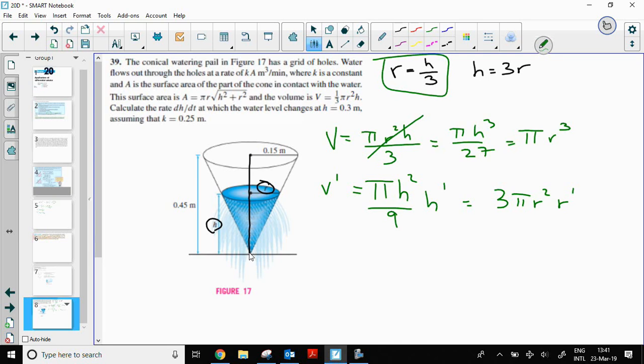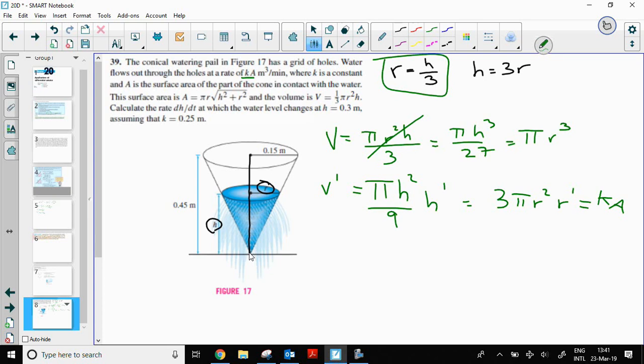Now, what do we do now? We go back and we start reading a little bit. So in this problem, it says that the water's flowing out through the holes at this rate of Ka meters cubed per minute. Well, the water that flows out through the holes, that's how the volume is changing, right? That is our V prime. So this whole thing should be equal to Ka.